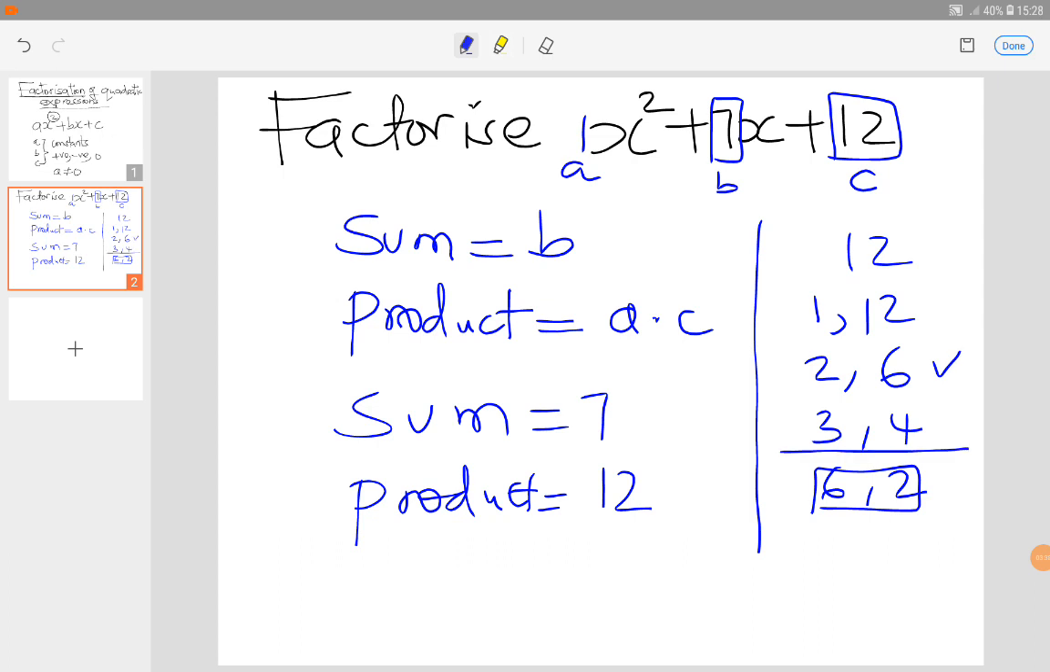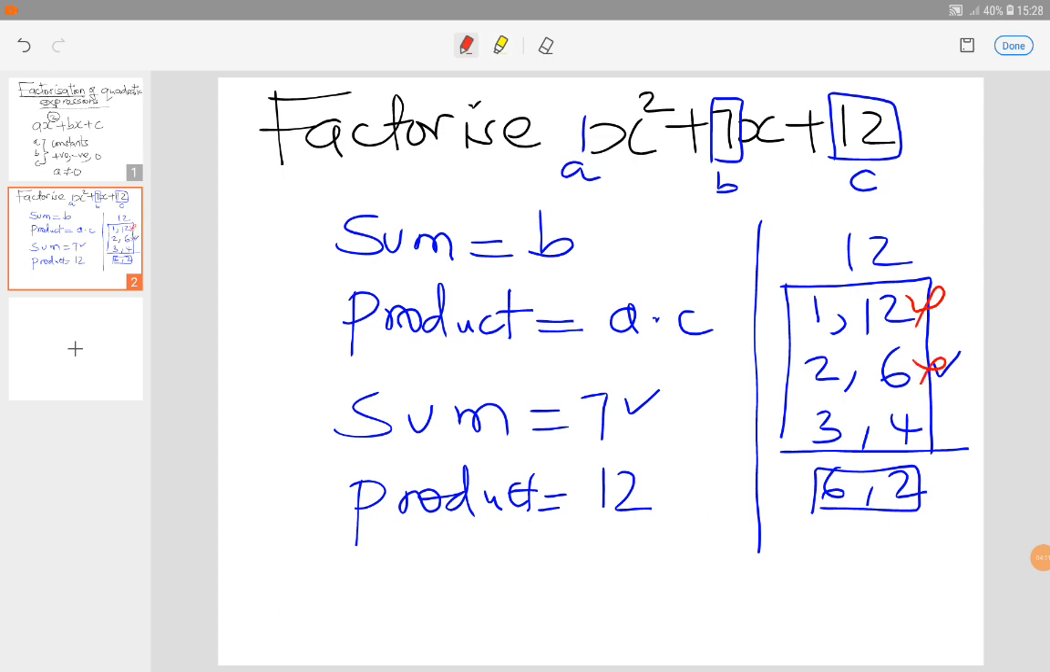Now once we get all these multiples, we can start looking at each and see how we can combine them to give us a sum of 7. Can 12 and 1 give us 7? No. Even if we subtract 1 from 12, we cannot get 7. What about 6 and 2? If we subtract 2 from 6, you get 4. 2 minus 6, you get negative 4. So they are not the ones. So we have disqualified that one and also that one.